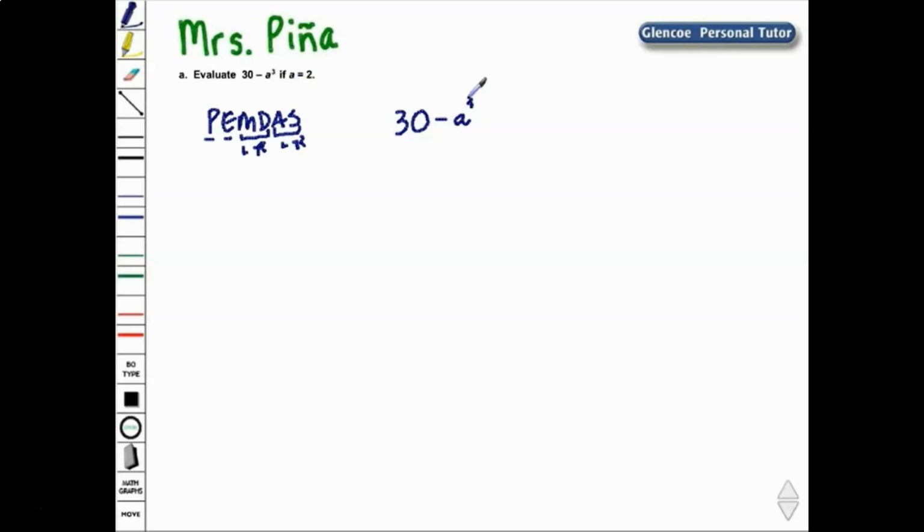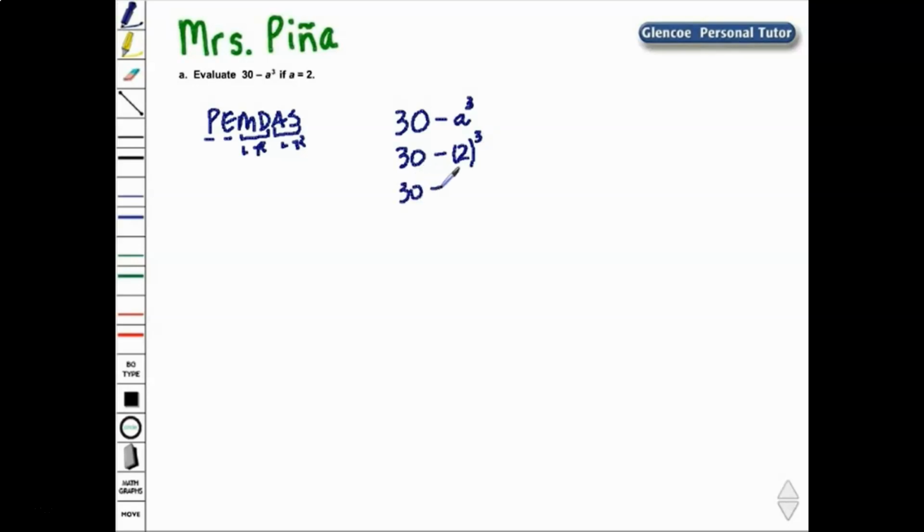So to simplify this, recopy the 30, recopy the minus. In place of the a, put 2. If you want to put it in parentheses, that would be fine, especially if it's negative. You're going to need to do that. There is no simplification inside the parentheses needed. Move to exponents. I'm going to have to take care of this to the third power.